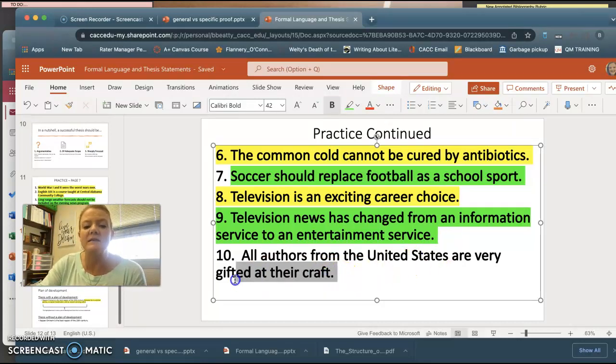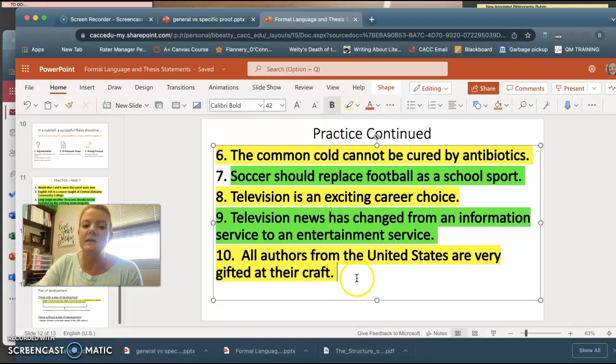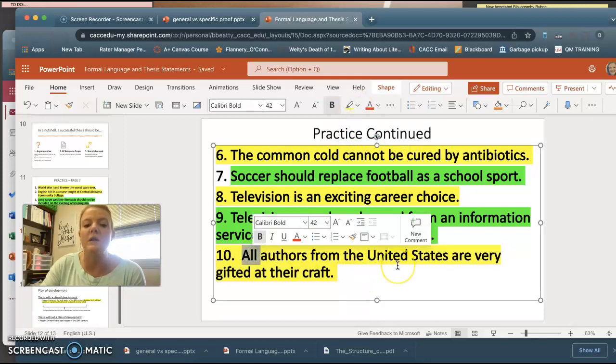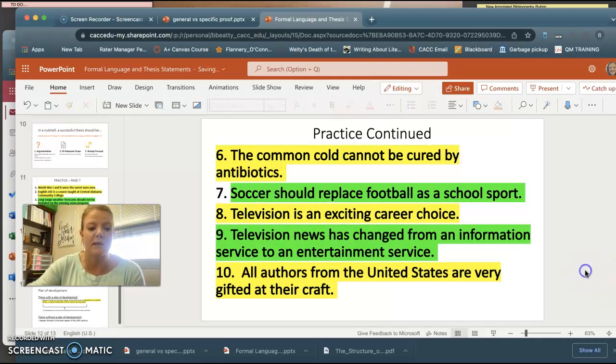And then this last example, all authors from the United States are gifted at their craft. That's bad. Just like in number 1, we have this word all. If we say all authors are gifted at their craft, then our essay has to describe every single author in the United States. No one has time for that, so that's not a good focused thesis statement.